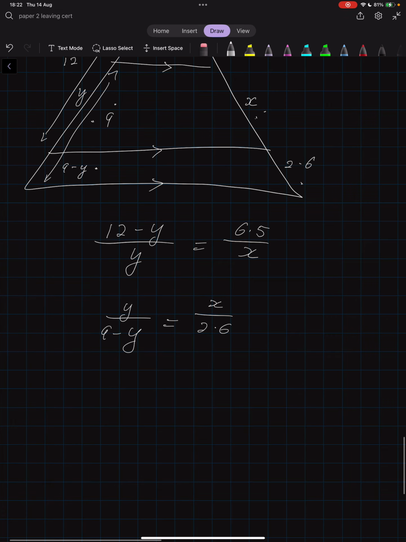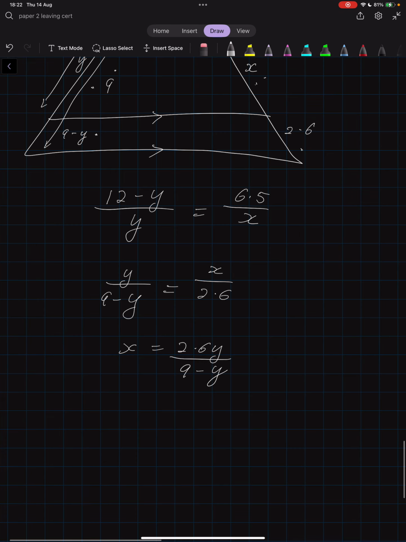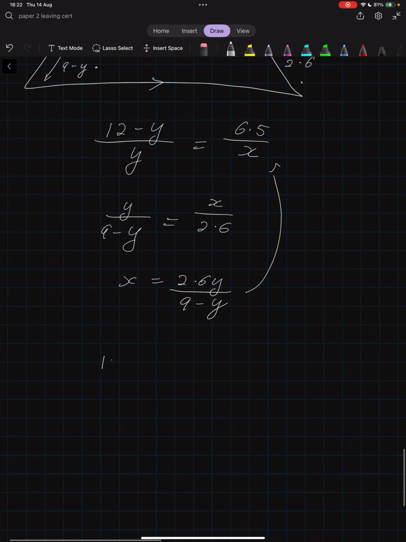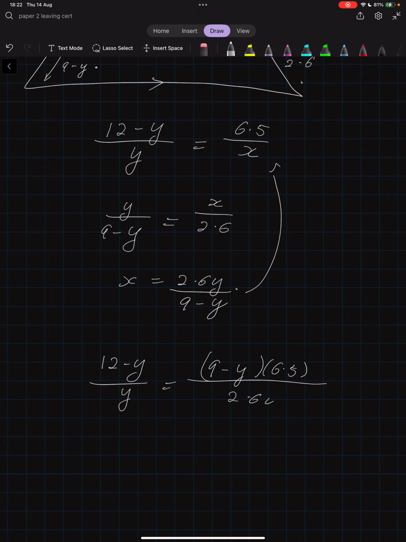So instantly I can say, well, this means that x is going to be 2.6y divided by 9 minus y. And now I can plug that back up into this equation to figure out what y is. So I get 12 minus y divided by y is equal to. Now remember, 1 over x is just this thing flipped. So it's 9 minus y times 6.5 all over 2.6y.